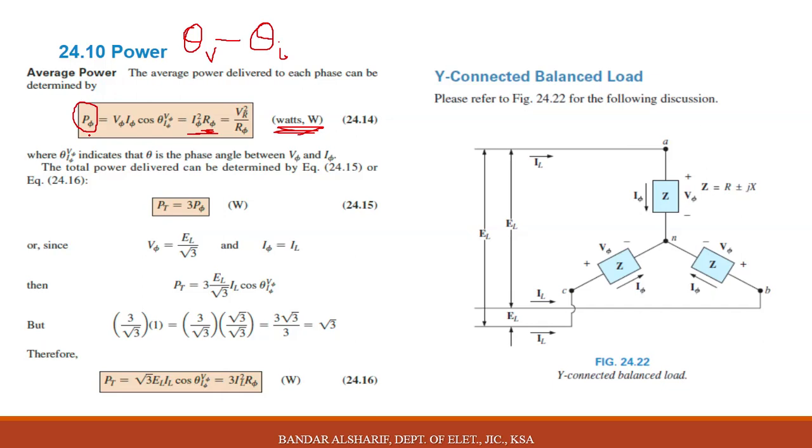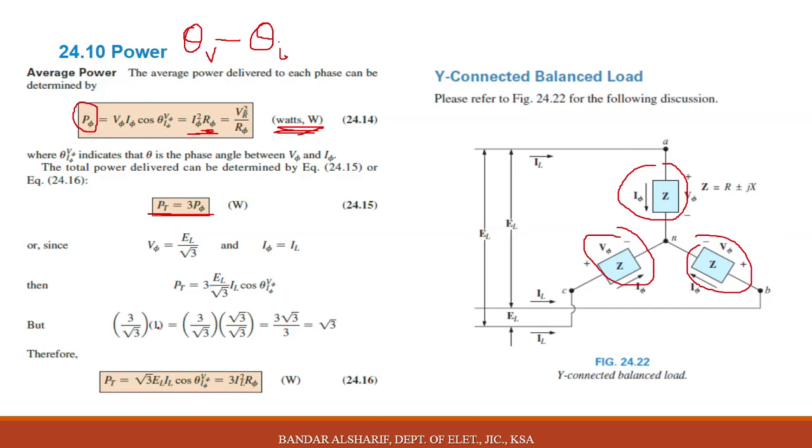Right. If we need to find the total power, you need to multiply the single phase power by 3, since there are three impedances, three phases. Here there is active power, here another active power, here a third active power. Because of this we multiply 3 by the single phase power.